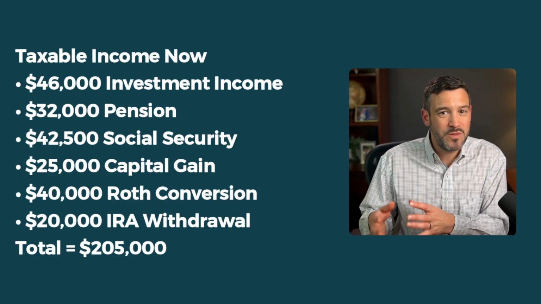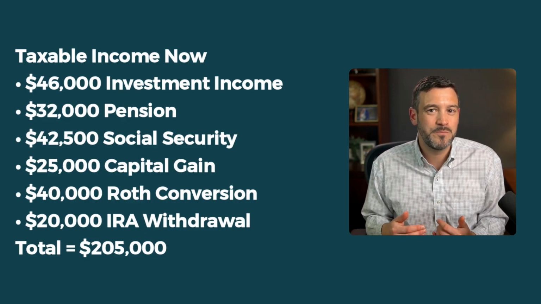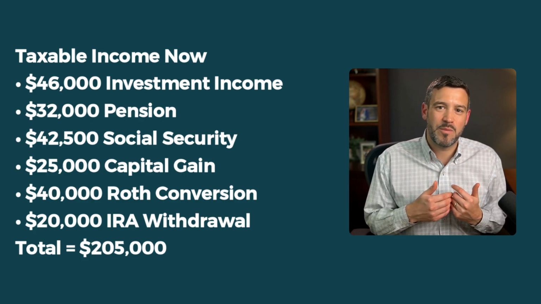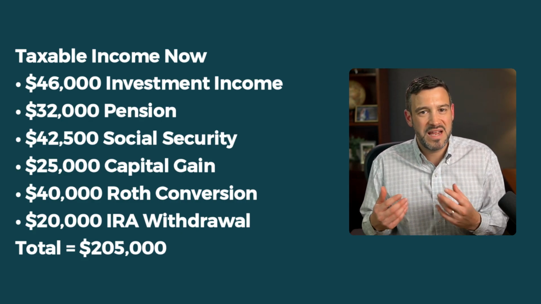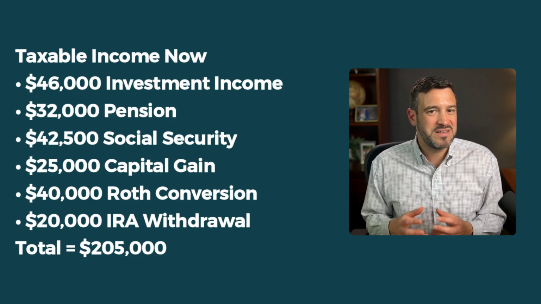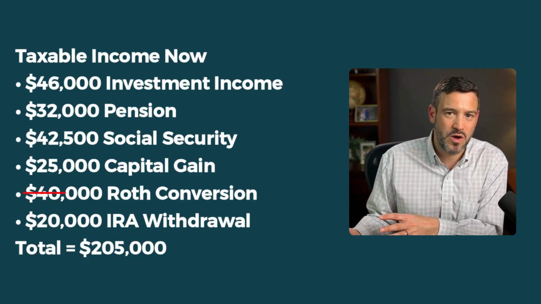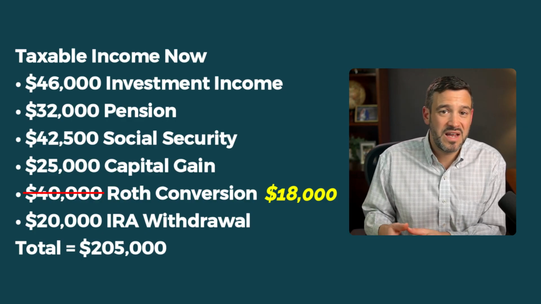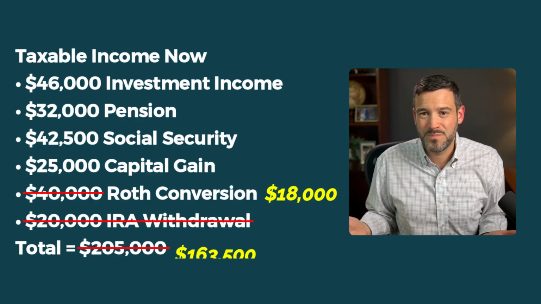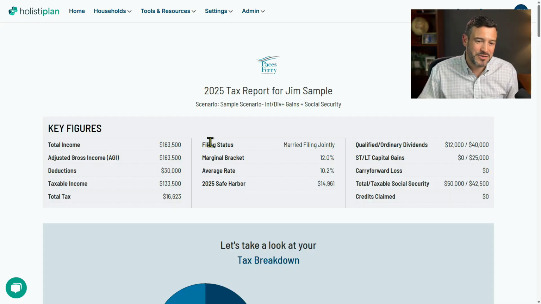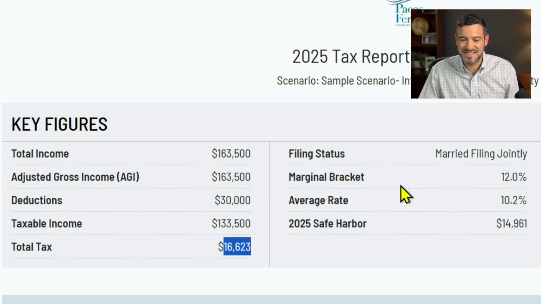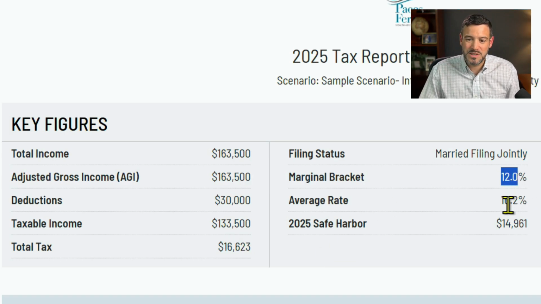But remember, we were doing those Roth conversions and those IRA withdrawals because we were staying within the 12% tax bracket. So what if we back those out of our plan? What if now we say that we're taking Social Security income? Now, instead of taking $40,000 worth of Roth conversions, we only do $18,000 worth of Roth conversions. And instead of taking $20,000 out of our IRA, we don't take anything. So if we did that, our total income would be back down to $163,000. Total tax would be back down to $16,000. Our marginal bracket would be 12, and average rate would be back down to 10.